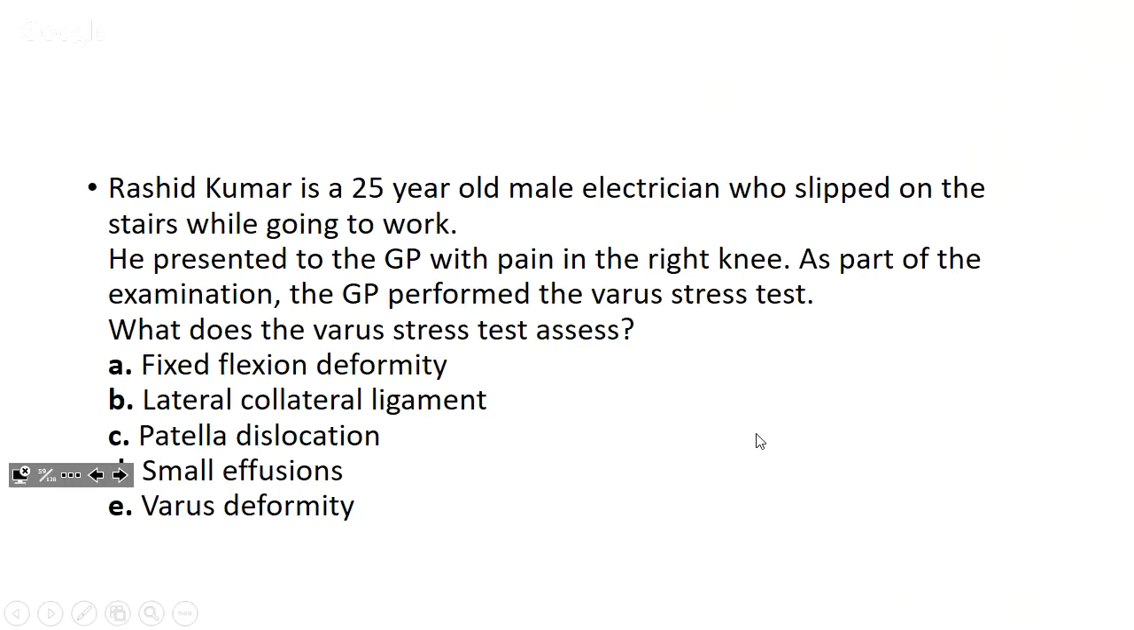Okay, so a male slips on the stairs while going to work and he presents with pain in the right knee. And the GP performs the varus stress test. So what does the varus stress test assess? So, yep, I heard some people say lateral collateral ligament. That's right. So varus versus valgus. So it's essentially trying to stress it that way by pulling your tibia more medially.